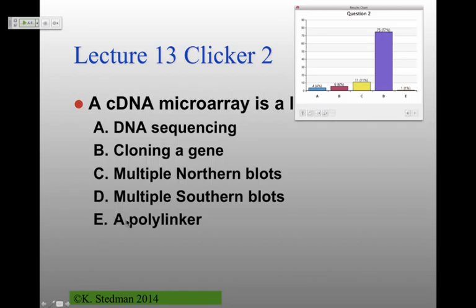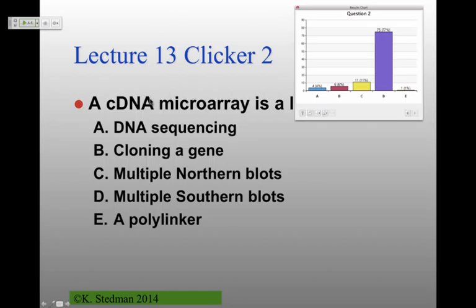So most people seem to think it's multiple Southern blots. I unfortunately don't agree with you, and that has to do with this question. So it's a cDNA microarray. What does cDNA stand for? Complementary DNA. Complementary DNA to what? Messenger RNA. What mechanism do you use to measure messenger RNAs in terms of blots? You use northern blots, not Southern blots. So it looks like there's a group that you guys need to sit next to for the next set of clicker questions.